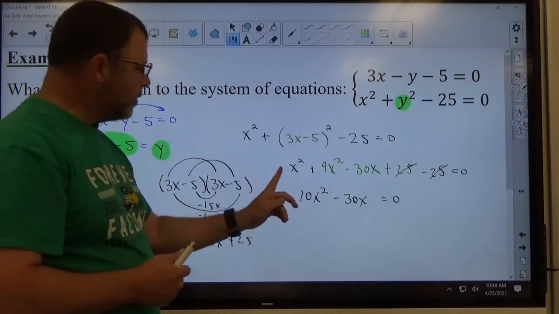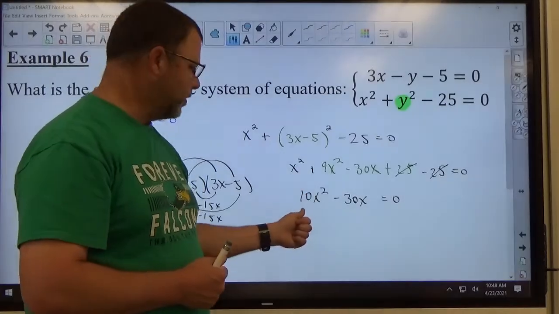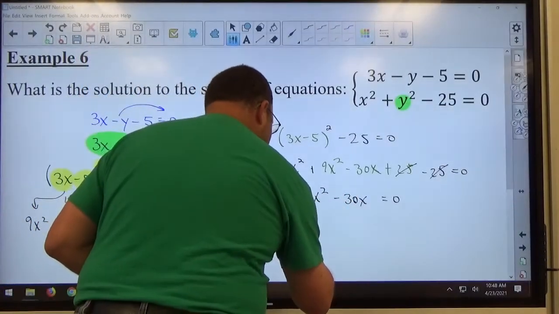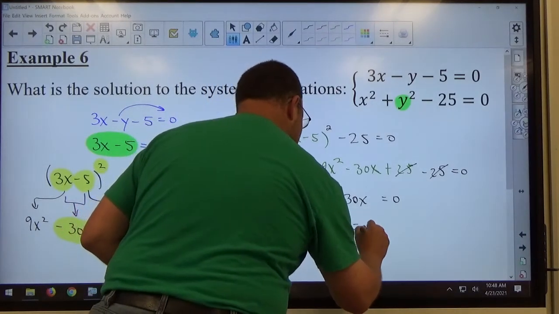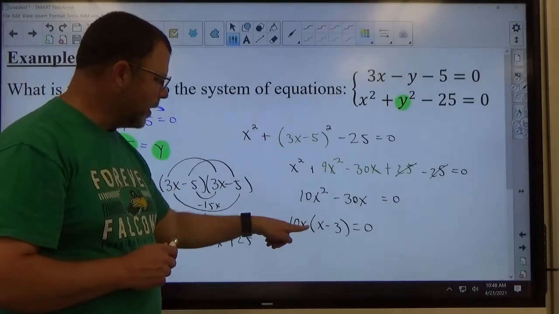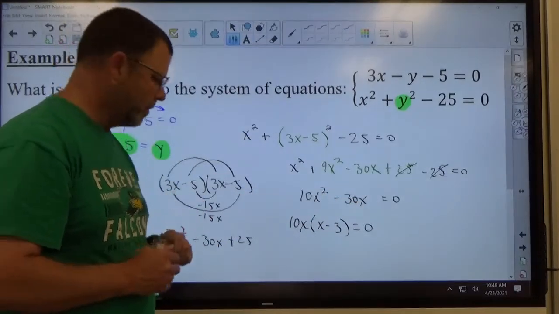So when that happens, we have a common factor. So x goes into both things, obviously, but can we see that 10 also does? If I take my common factor of 10x, I get 10x times x minus 3 is equal to 0. 10x squared divided by 10x is x. Negative 30x divided by 10x is negative 3.